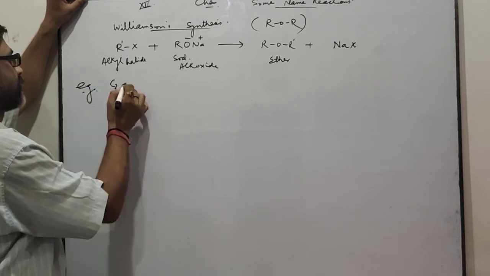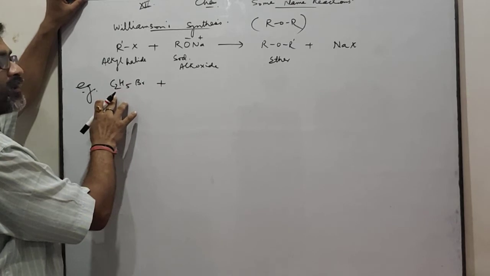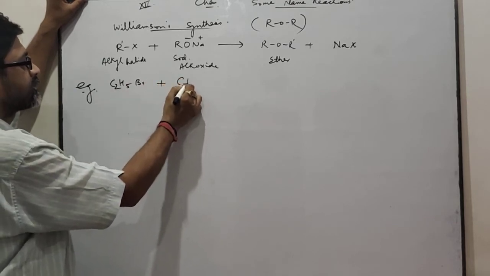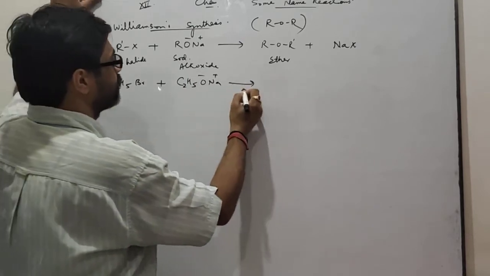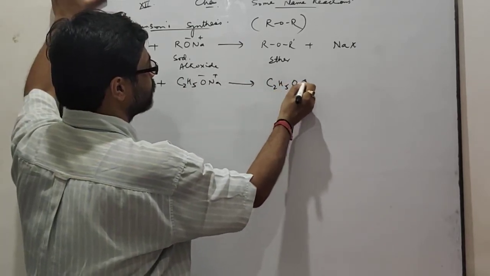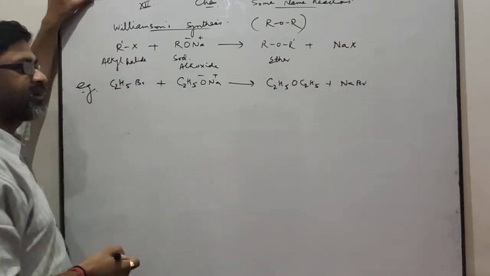We take an example, C2H5Br, bromoethane, or you can say ethyl bromide, with C2H5ONa, sodium ethoxide. It forms C2H5OC2H5 plus NaBr. This one is diethyl ether.